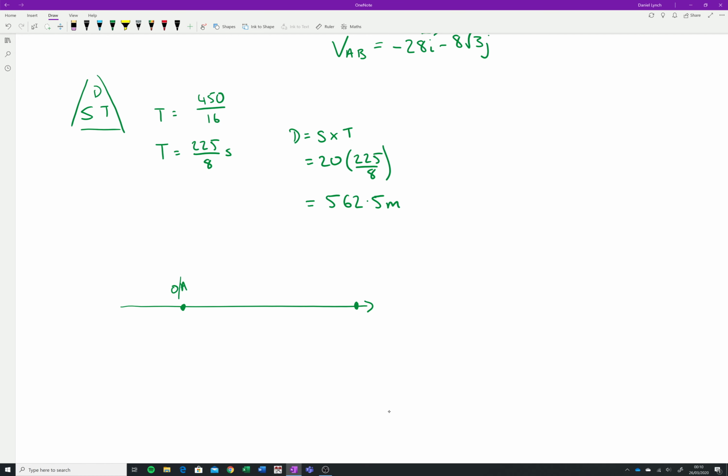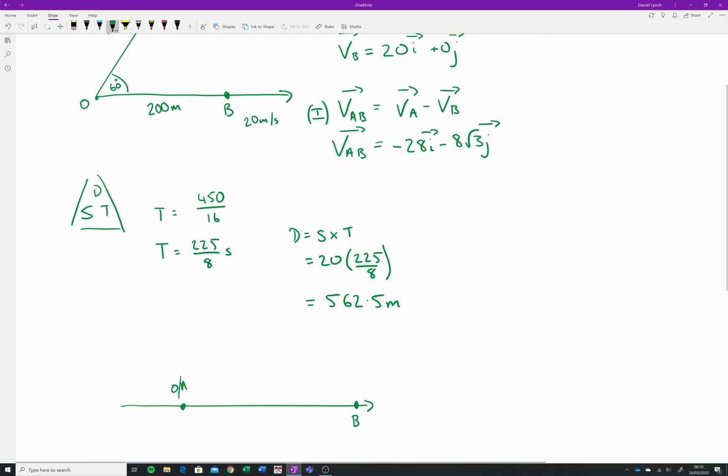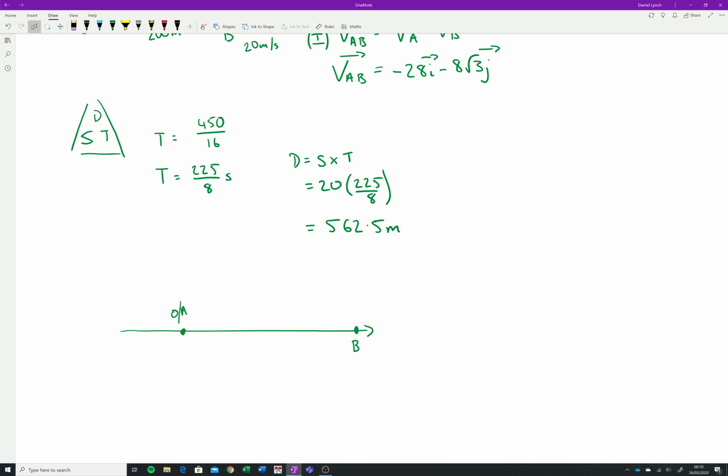What is that gap? Well, B has traveled 562.5, and it was already 200 meters along the way. So we now know that our gap is 762.5 meters. Now what we do is we hold it in position, and we're now going to have a look at what is the velocity of A relative to B.